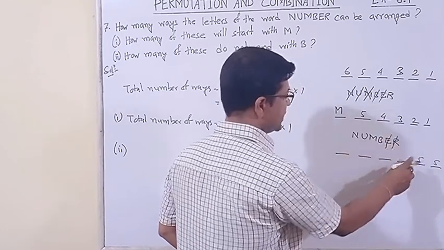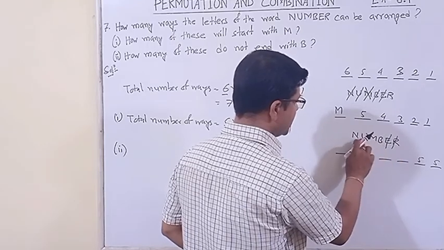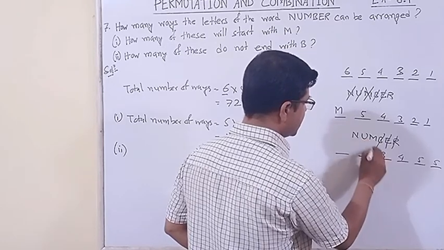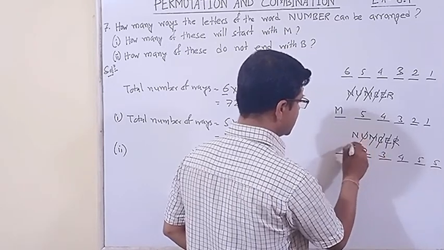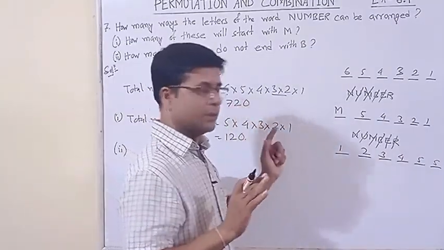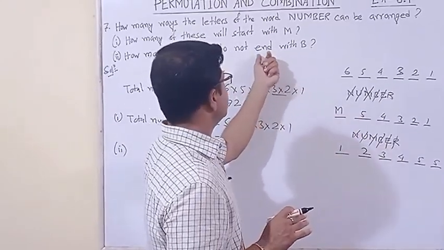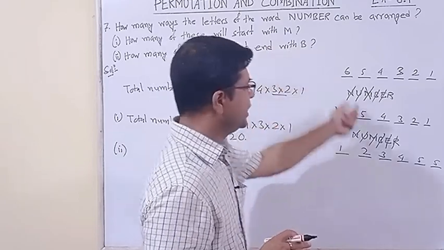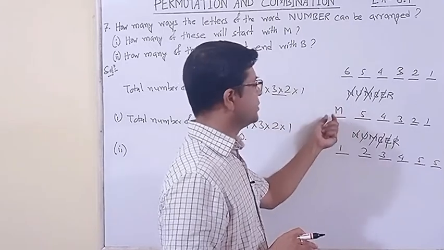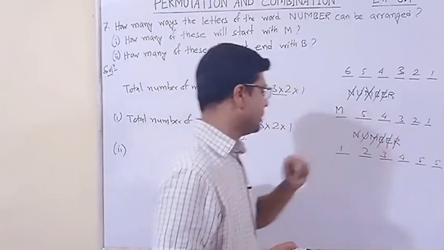One letter is chosen here for this place. Now this place can be filled in how many ways? 1 2 3 4 ways. This is done. This place can be filled in 3 ways, then 2 ways, then 1 way. Got it? So the basic thing we have obtained is that if the condition is given that it cannot end with B, we always have to start with the end only, that is this place. Otherwise, in all the sums we start from this side, but in this particular sum we have to start from this side. Keep it in mind.